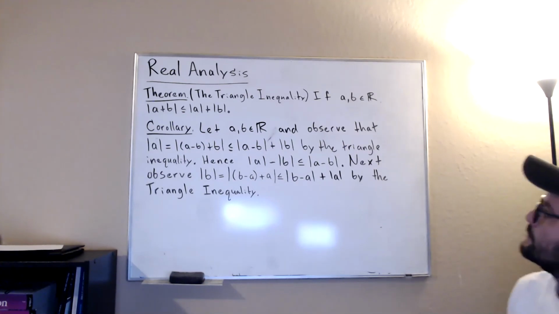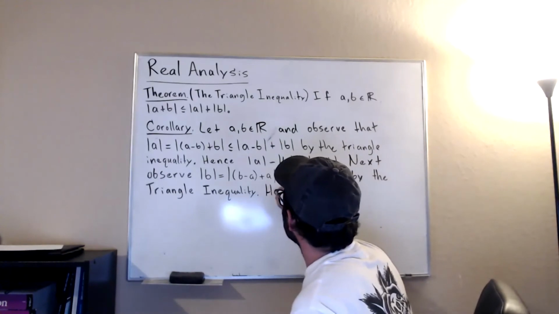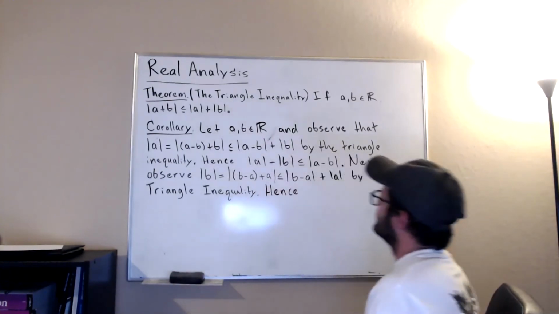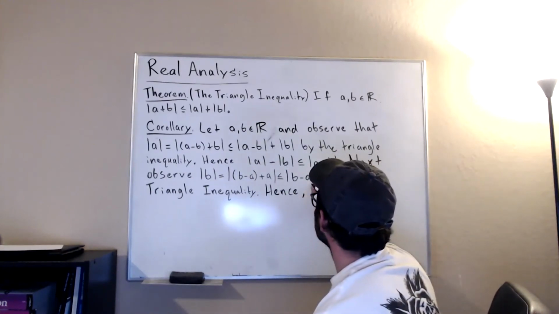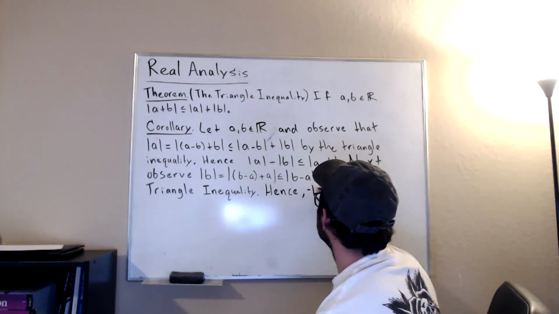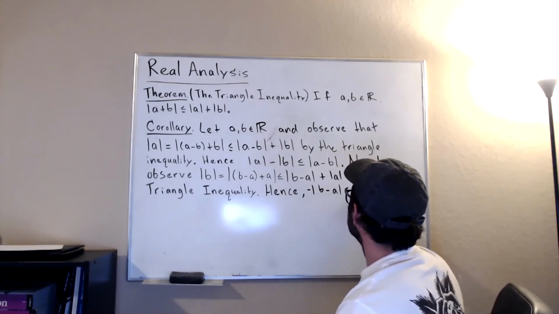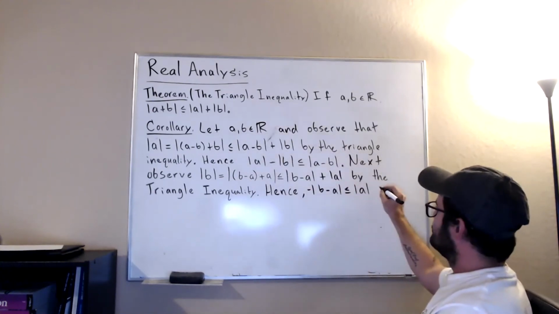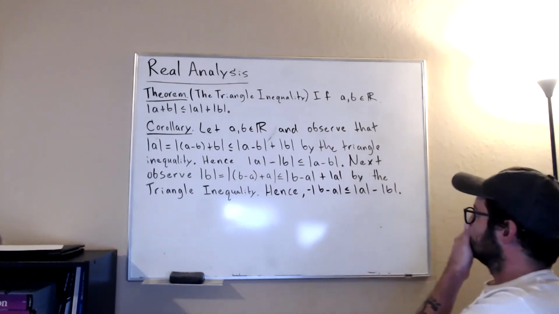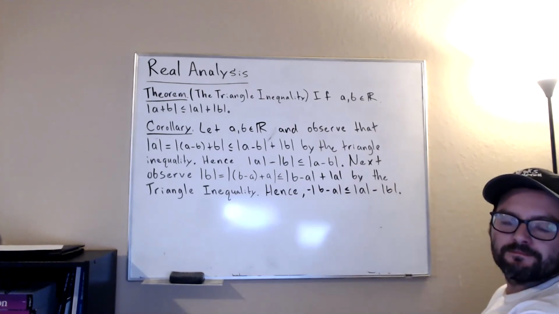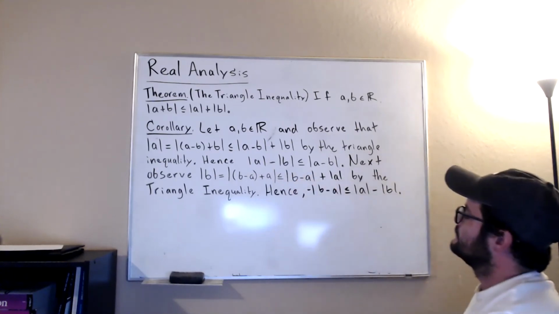Okay. So then, what do we have? Hence, again, what we're trying to look at is A minus B, right? So hence, the negative absolute value of B minus A is less than or equal to the absolute value of A minus the absolute value of B. All I did was subtract B on both sides and then subtract that on both sides.